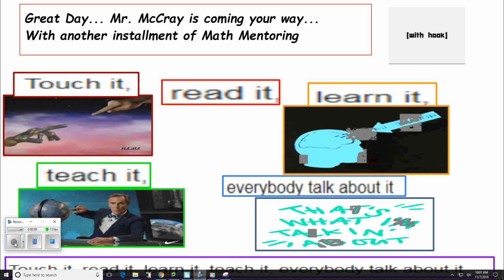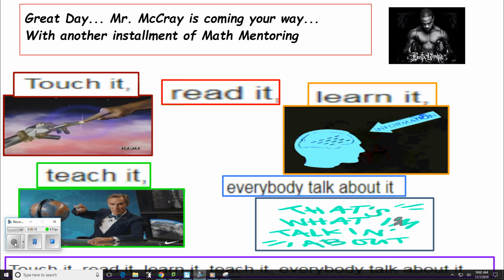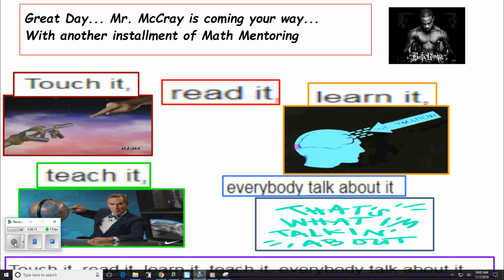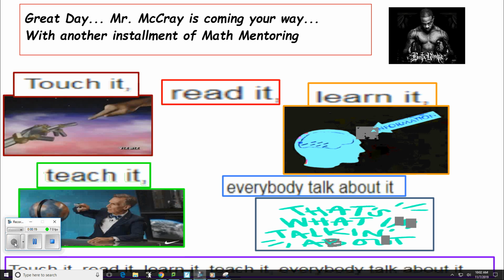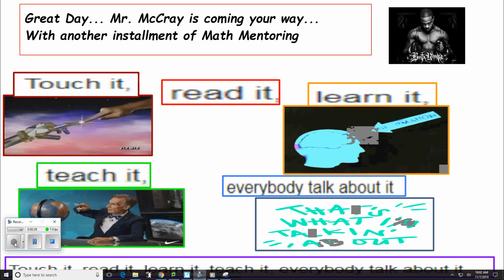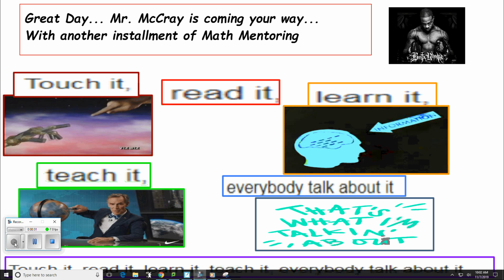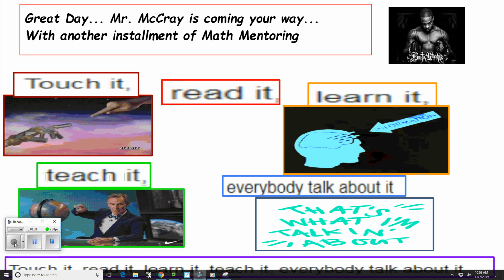So quick story, y'all. One summer, I was teaching at a school that Mr. Murphy was at, and they had this hook, and I loved it. They had the little kids who were ranging in age from 4 to 15. And the hook that they used was touch it, read it, learn it, teach it, everybody talk about it. So ever since I heard this, this has been the hook I use for all my videos.